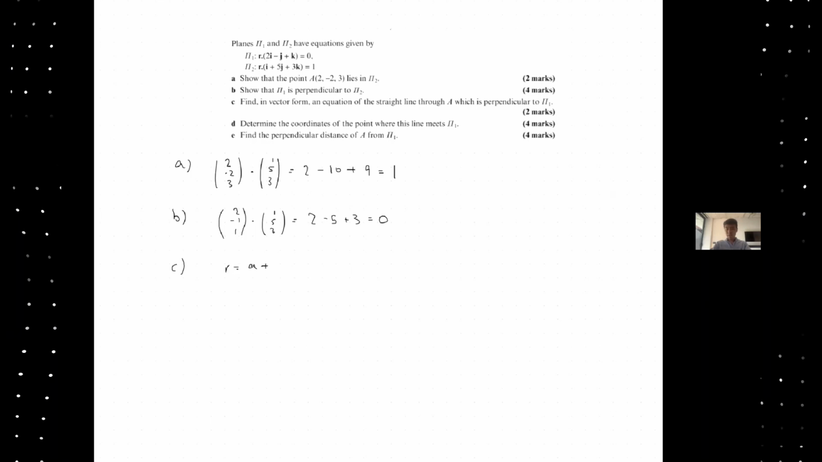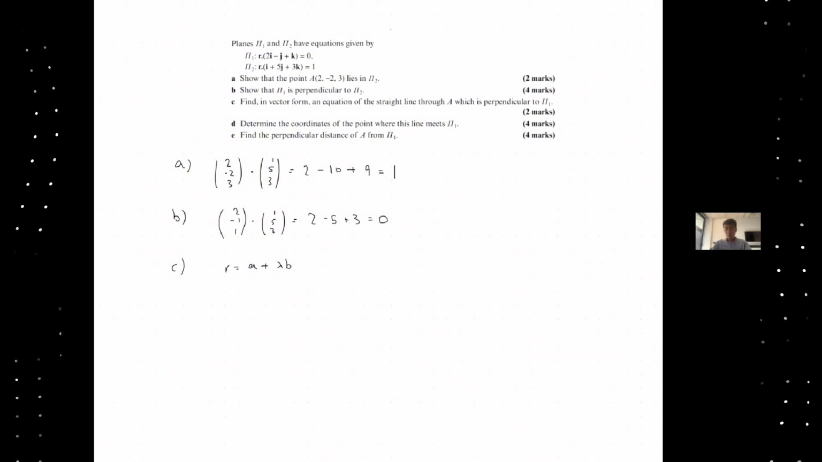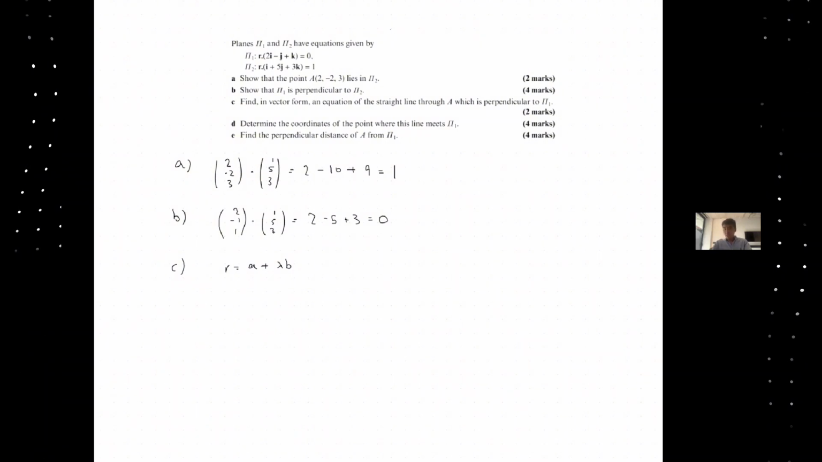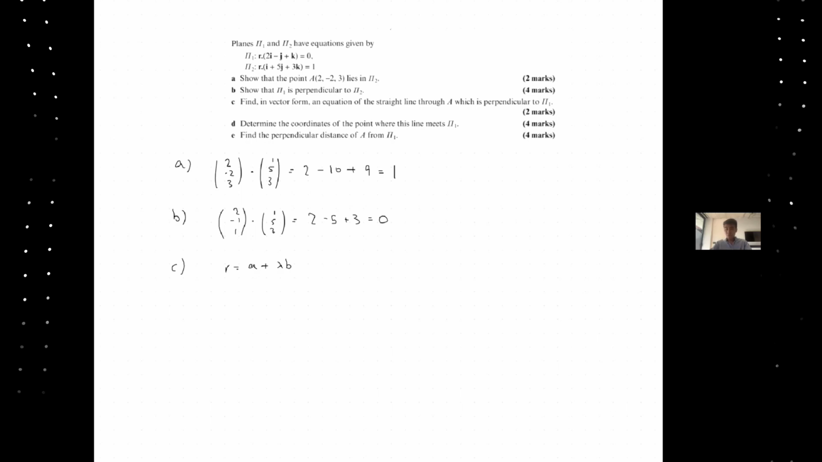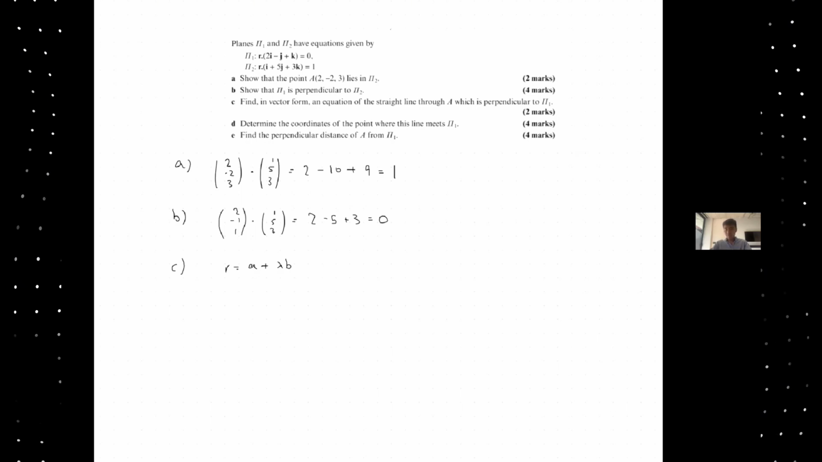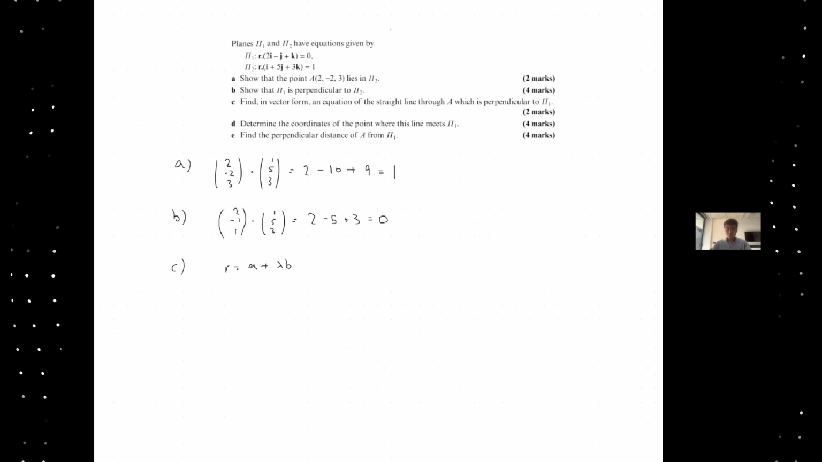Part C. Find in vector form an equation of the straight line through A which is perpendicular to the first plane. First of all, the vector equation of a straight line is r equals a plus lambda b, where a is any point on the line, lambda is the scale factor, and b is the direction vector. Now, for a we can pick any point we like. It goes through point A, so a could be that point, and we know the coordinates of A, which is (2, -2, 3). So we can just put that in.